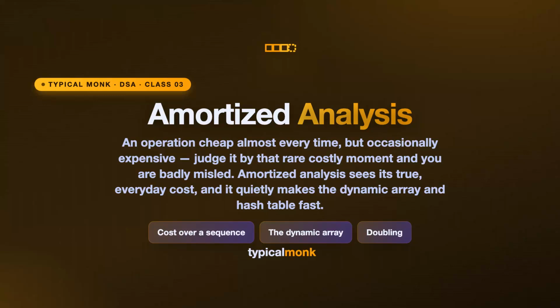If you judged it only by that rare expensive moment, you would call it slow, and you would be badly misled. Amortized analysis is the tool that lets us see its true, everyday cost. It is the idea that quietly makes some of the most used data structures in all of programming, the dynamic array and the hash table, fast. So today, let us understand how a sometimes expensive operation can still be cheap.